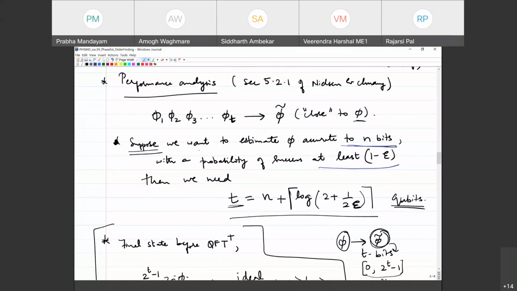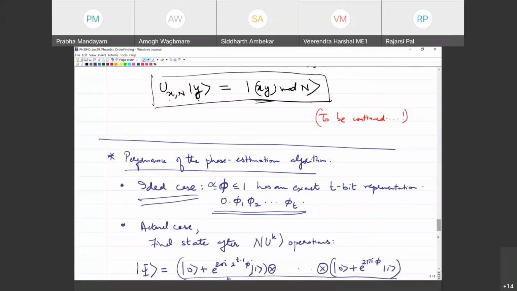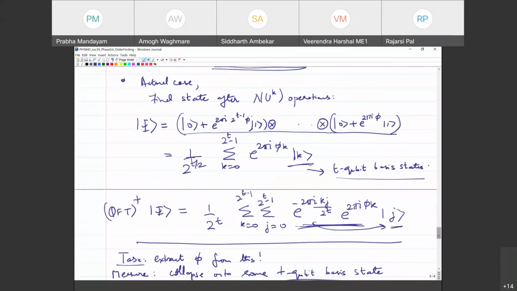Okay. Is this clear, Amok? Yes, ma'am, this is where the probability aspect comes from, because you no longer have a single t qubit state that you get after the inverse Fourier transform that exactly matches. Of course, that happens in the ideal case, but you're not going to have an ideal t bit representation for this. So this is where the probability aspect comes from. Okay. Yes, ma'am. Thank you.